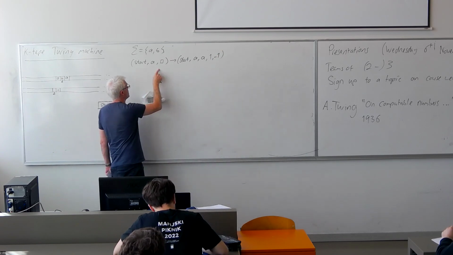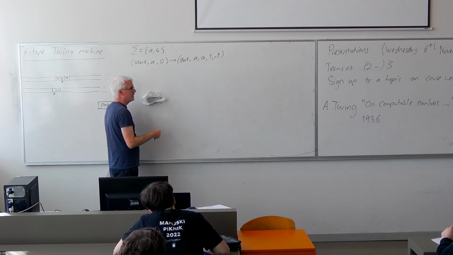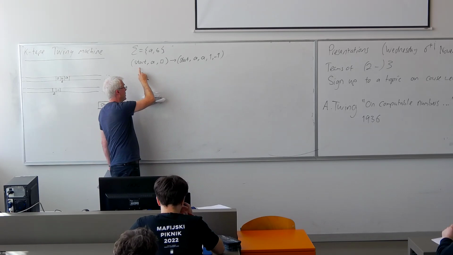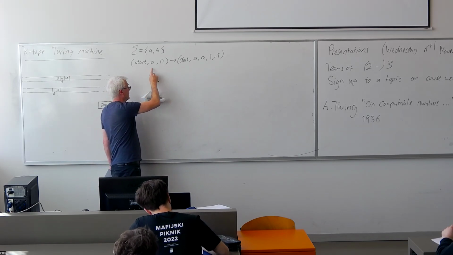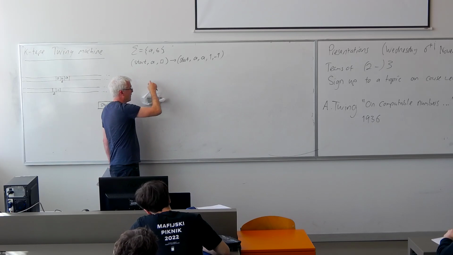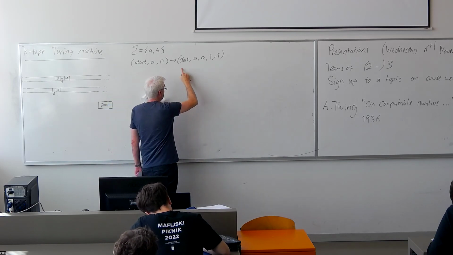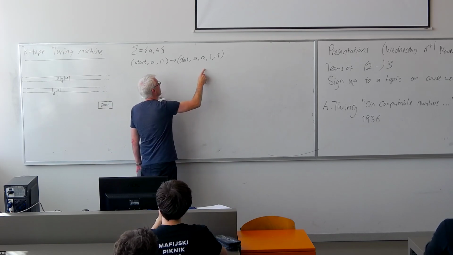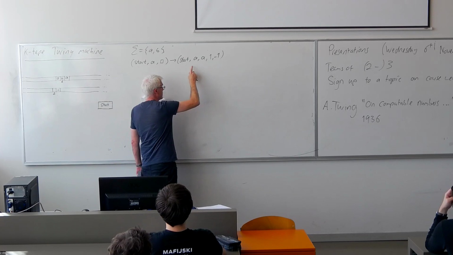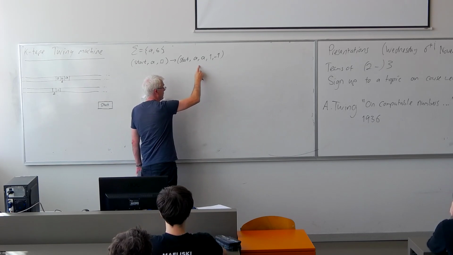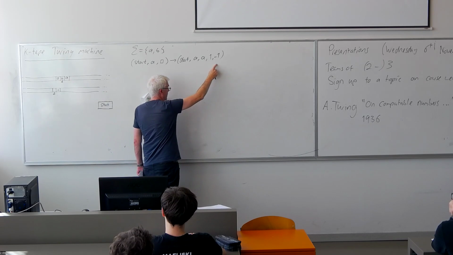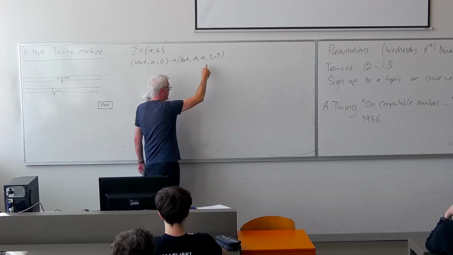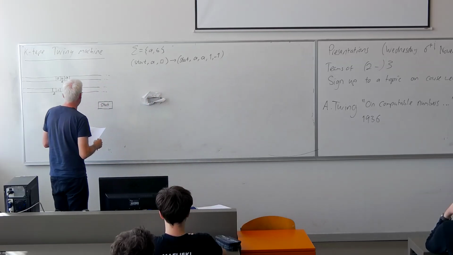So here we have a 3-tuple for a 2-tape machine. For a k-tape machine, we have a 2 times k + 1 tuple, where the first component is a state, the next k components are symbols from the tape alphabet, and the final k components are displacements, so -1, 0, 1, relating to the tape.